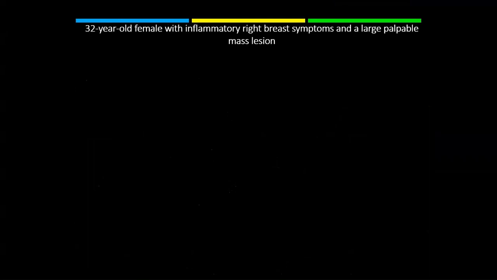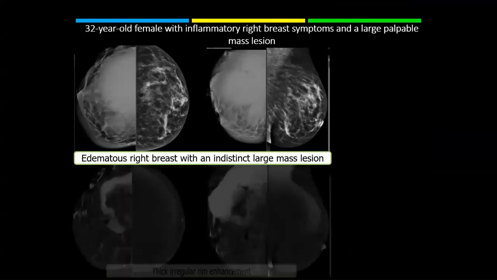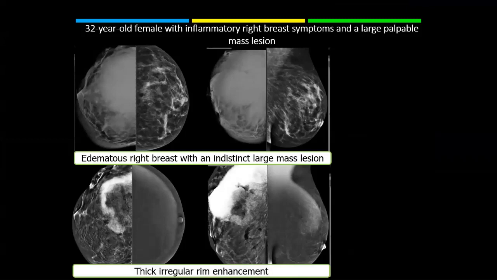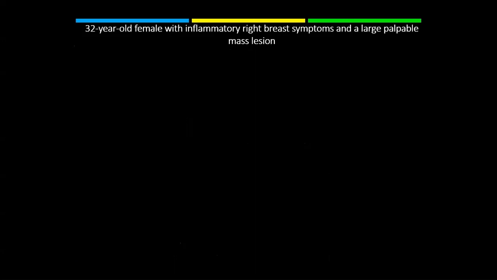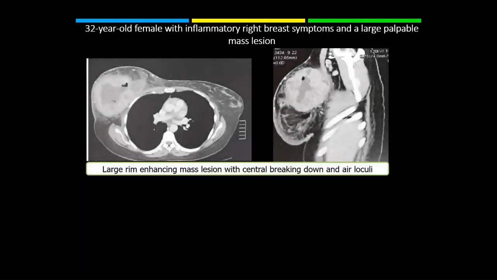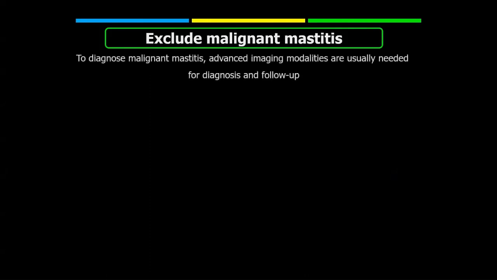This is another 32-year-old female with inflammatory right breast symptoms and a large palpable mass lesion. She had an edematous right breast with an indistinct large mass lesion. This was her contrast mammogram. It revealed an underlying thick, irregular rim-enhancing lesion, and a biopsy and aspiration cytology were taken, and they both revealed that there was pus together with malignant cells within the lesion. This was her CT examination, and unfortunately, this patient was metastatic from the start, and this was a malignant breast abscess.